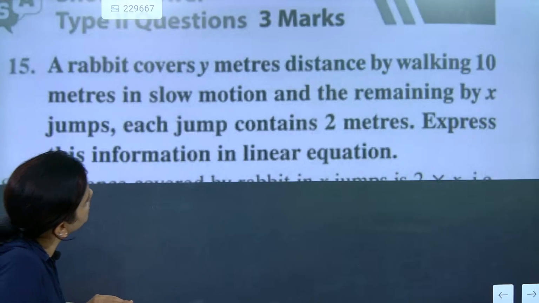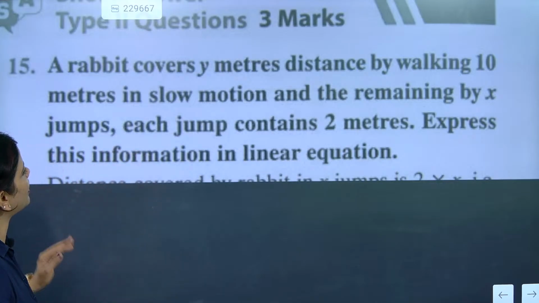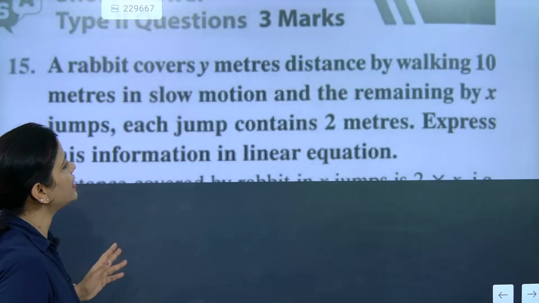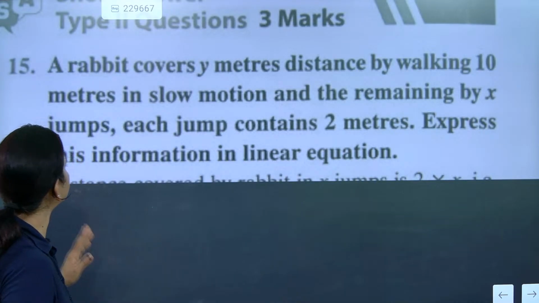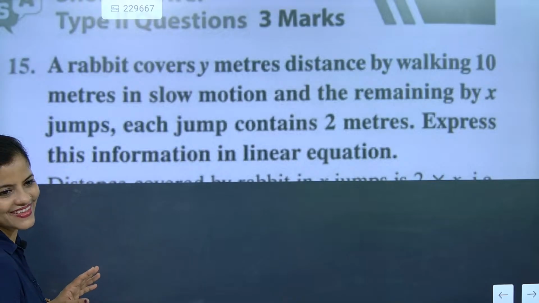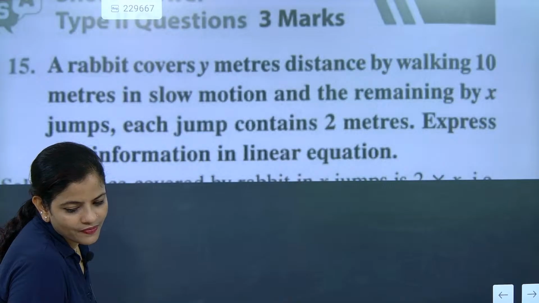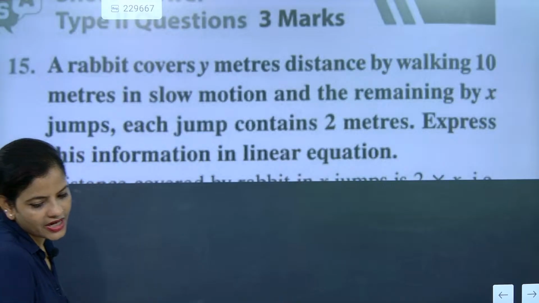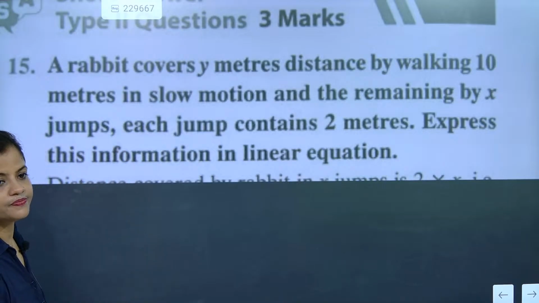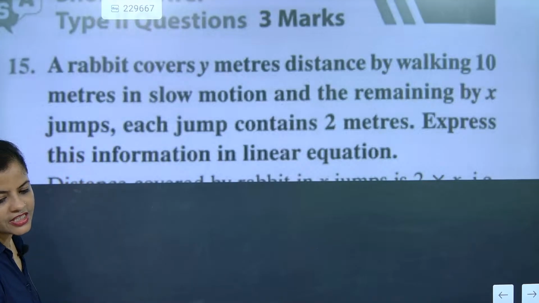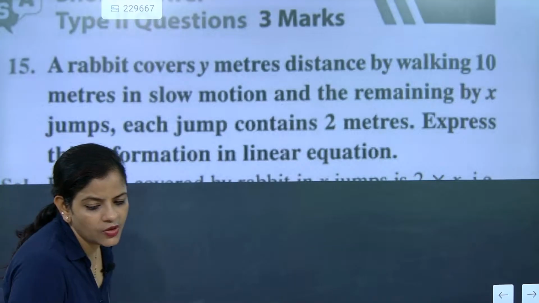A rabbit covers y meter distance by walking, 10 meter distance in slow motion, and the remaining by x jumps. Y is 10 and X is 0 and C is 2. Absolutely correct. Nice try. Now, X is 0, A is 0, B is 10 and C is 2. Let's check this one out. Let's see what others are telling.